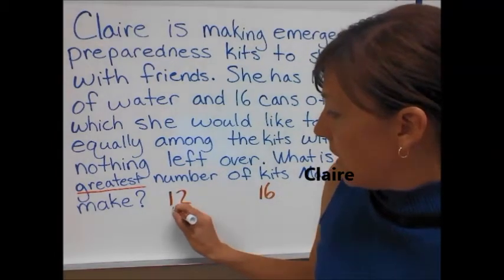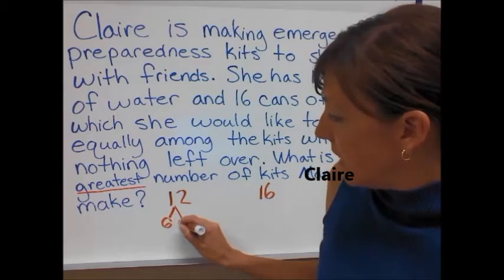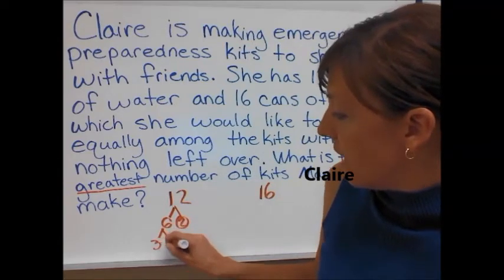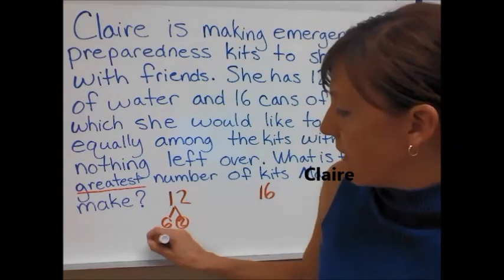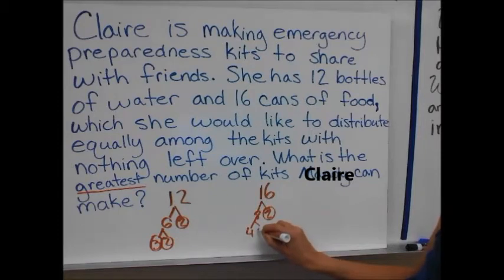12, I'm going to break down into a factor tree, and I'm going to find that it has 6 and 2 as factors, and then 3 and 2 are prime factors. And I'm going to look at 16 and do the same. I'm breaking it down into 8 and 2. And then I'm going to break the 8 down into 4 and 2. And then the 4 is not prime, so I have to break that into 2 and 2, all the way down until I have prime factors.